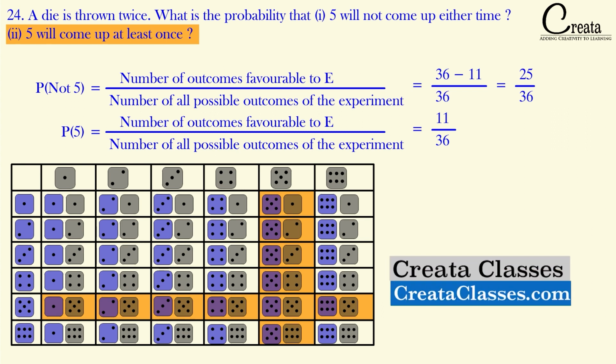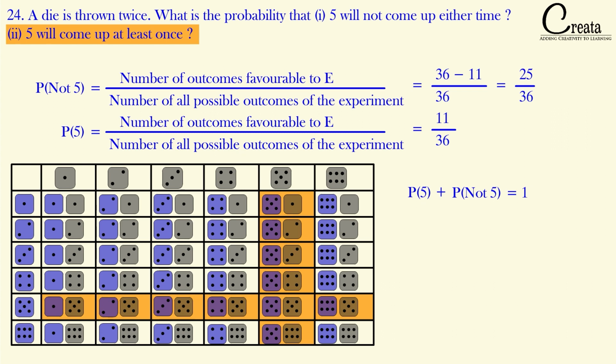We can also use the alternate approach, that is the probability of event plus probability of not event is equal to 1. We have already calculated the probability of not 5 as 25 by 36. So we can use this formula and also get the same result as 11 by 36. So we have also approached this question through alternate approach. Let's move to the next question, which is the last question.